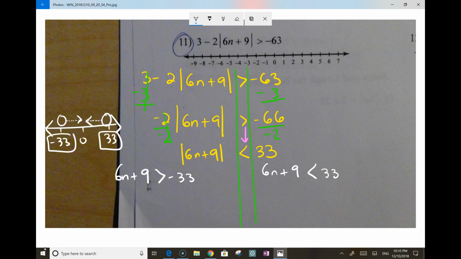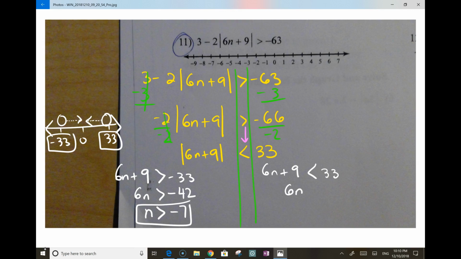So if I subtract 9 on both sides, what I get is 6n is greater than negative 42. Keep in mind that I am subtracting 9 on both sides. That leads me to add negative 33 minus 9. That's why I got negative 42. Then if I divide by 6, I get n is greater than negative 7. First answer. Second answer, if I subtract 9 on both sides, I get 6n is less than 24. And then if I divide by 6, I get n is less than 4.